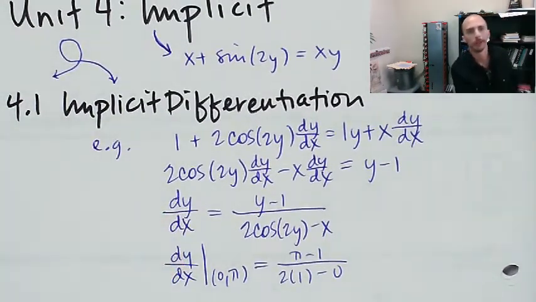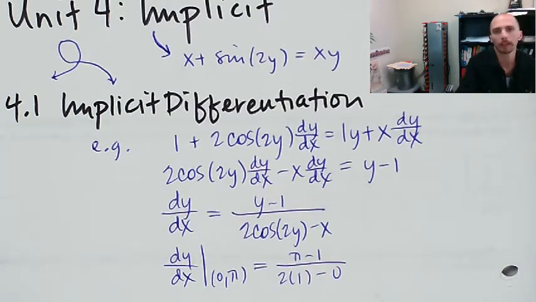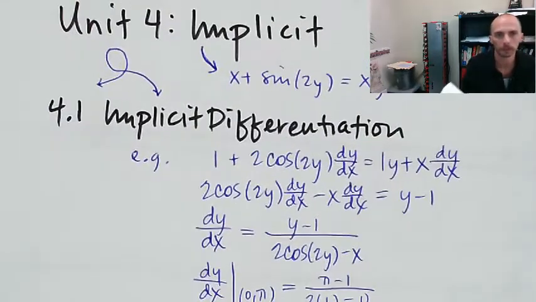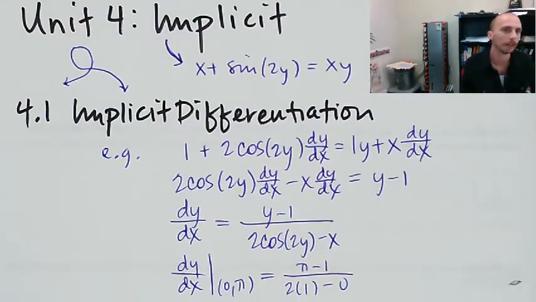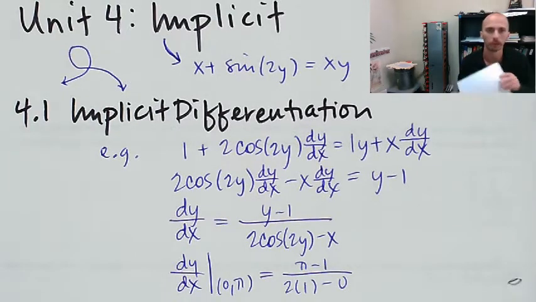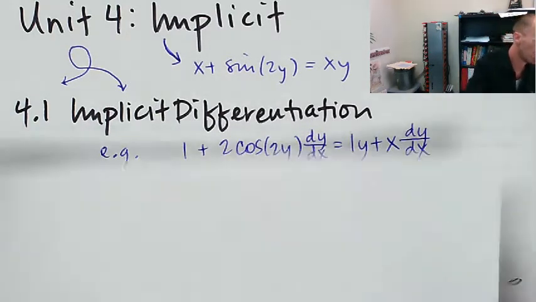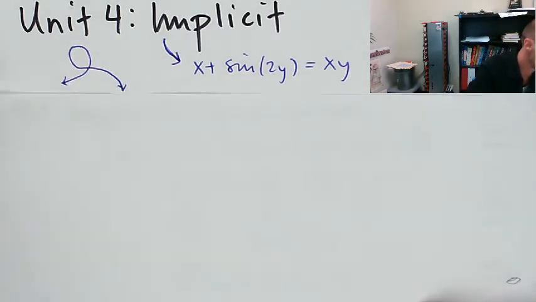But that's what happens when we plug in a point. We can get a slope of a tangent line at a particular value on a curve. I think that's about all I had to say about that. Obviously there are other things that can happen in implicit differentiation that I didn't show you, but I think that's a good reminder of what we did there.